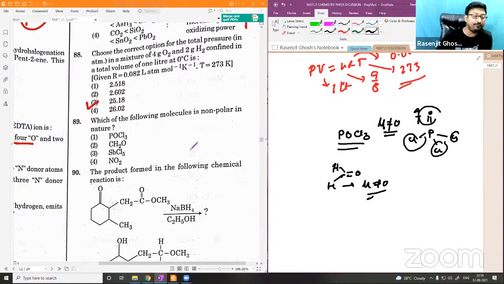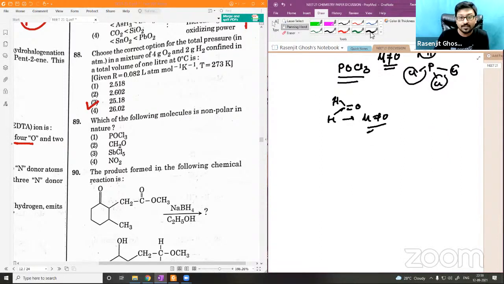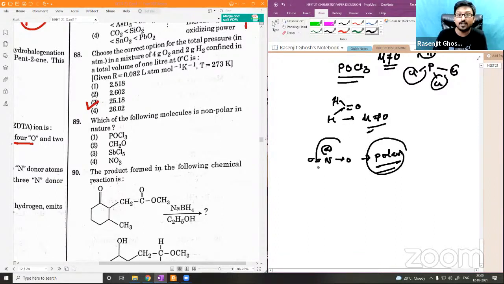Now coming to SbCl5 and NO2. I will come to NO2 first. You will say, sir, NO2 is planar, then NO2 will definitely be non-polar. But no, because nitrogen here has a lone pair of electrons, which develops the polarity in NO2. So definitely NO2 is not a non-polar molecule. It's a polar molecule. This polarity comes due to the lone pair present over the nitrogen.